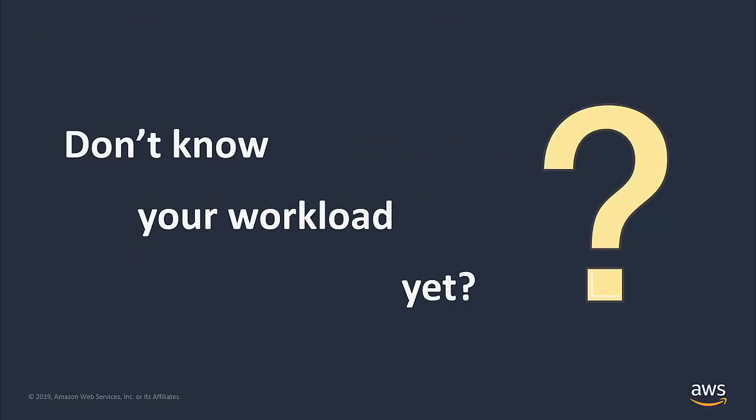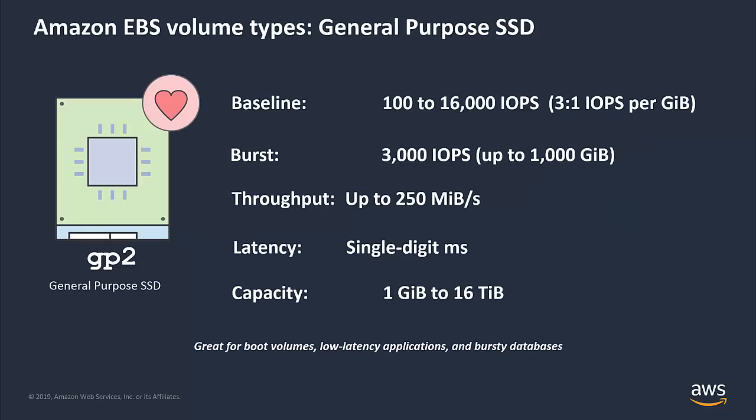But what if you're not sure what your workload looks like? If you don't know the I/O profile of your workload, we recommend that you start with GP2 volumes at the lowest capacity needed. Using the EBS elastic volume feature, you can always change the volume type and increase capacity as needed. Now, let's take a look at a few examples of how customers use EBS volumes in real-world scenarios.